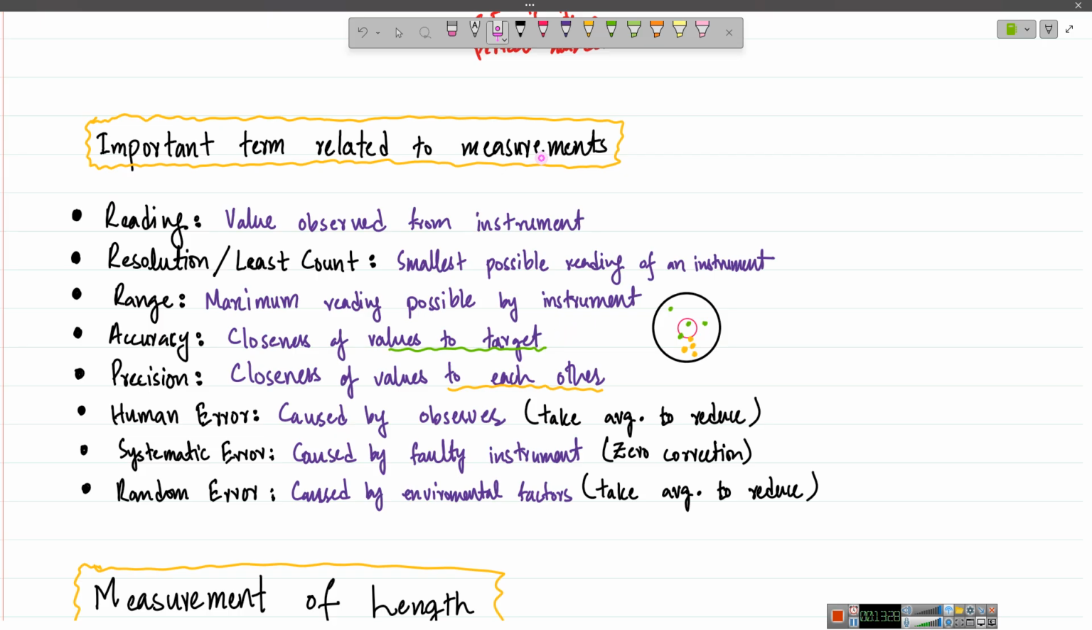Now, what is precision? It is the closeness of values to each other. You see that this yellow one is precise, but only one is hitting the actual target, the red one inside the red ring. So only one is touching the target. The rest of the three are not close to the target. But since they're close to one another, we'll say that this is precise and this is accurate.